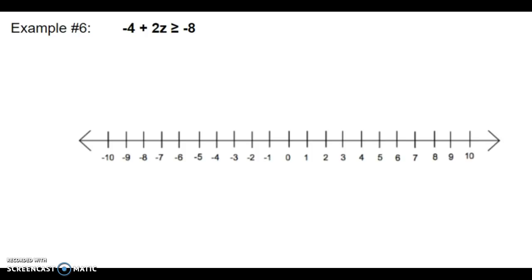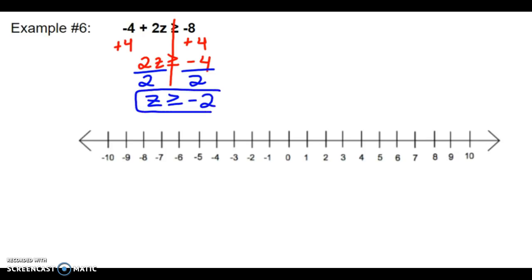Example number 6. This one is again going to be a two-step inequality. This time I'm adding 4. 2z is greater than or equal to negative 4. Lots of 4s going on. And then I'm going to divide by 2. So z is greater than or equal to negative 2. That would be my final answer. You get points for that, and you will also get points for graphing it correctly.